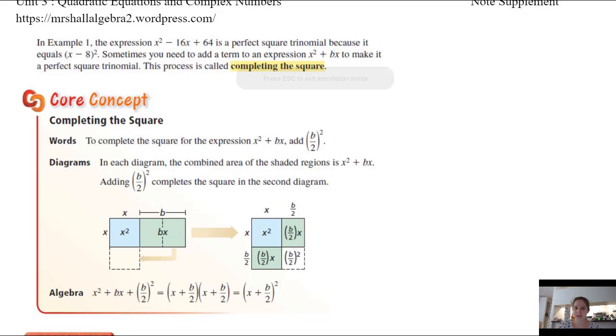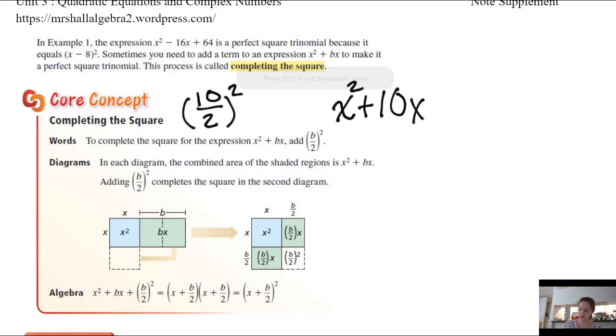Here are the steps to completing the square. To complete the square for the expression x squared plus bx, we will add b over 2 squared to both sides. Easier with an example: if our expression was x squared plus 10x and we wanted to complete the square, we would take this b value, which is 10, and do 10 divided by 2 squared. That is 5 squared. We would add 25 to x squared plus 10x to complete the square.